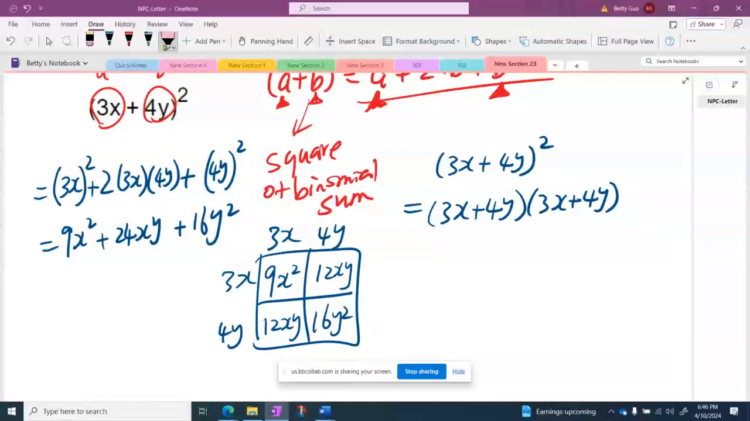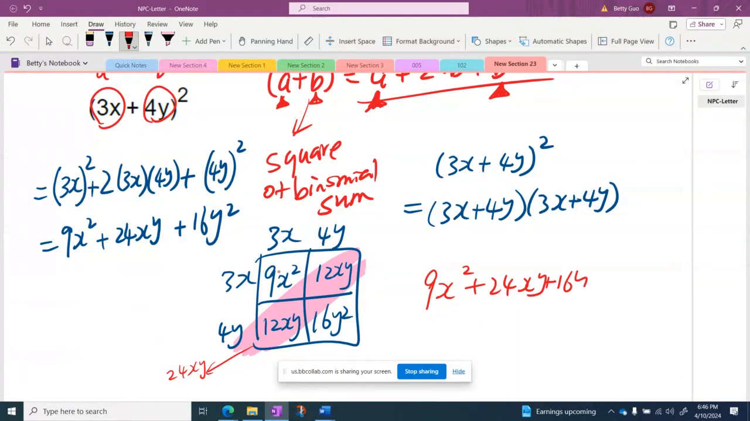In this case, the diagonal pattern displays. The two terms in the diagonal are like terms, so we are able to combine them as 24xy, right? So the result is going to be 9x squared plus 24xy plus 16y squared. Do you agree, guys? For the coming exam too, if you really have trouble applying the formula, it is okay to use the box method. That is one way to get around the formula. Let me know your questions.